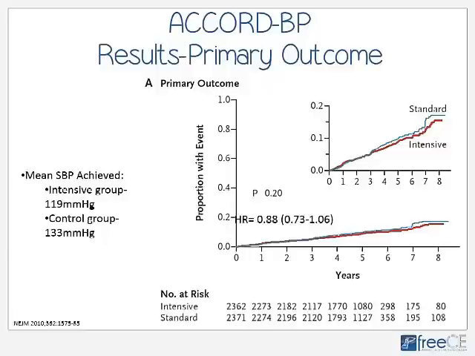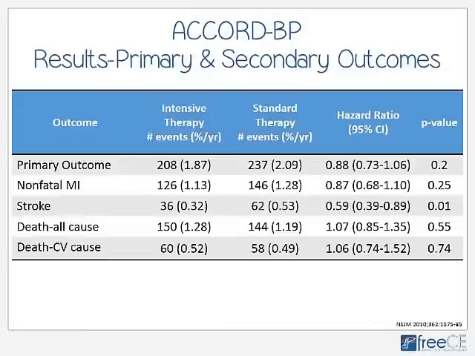of cardiovascular endpoints. Here's the numerical data, a little bit different than the chart you saw in the previous slide. You can see again, primary outcome, no statistically significant difference there.